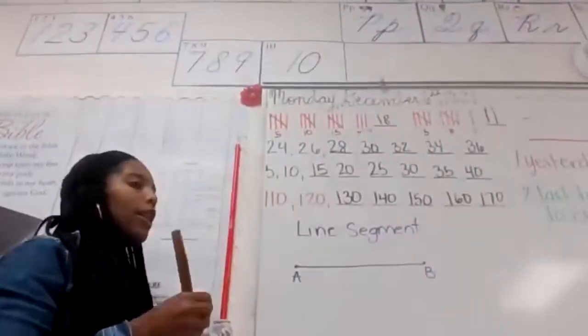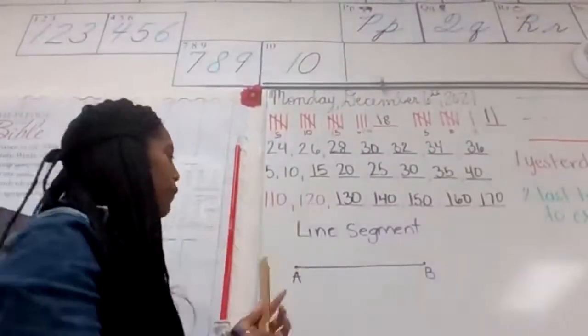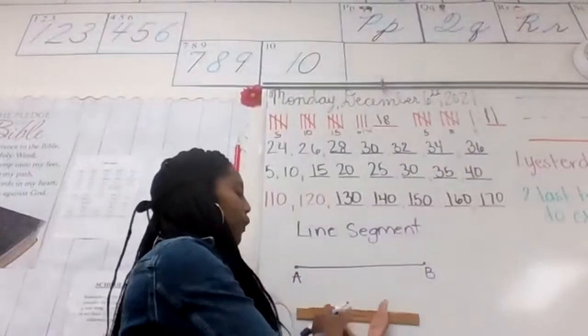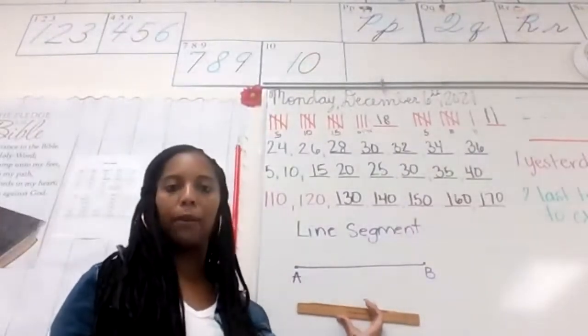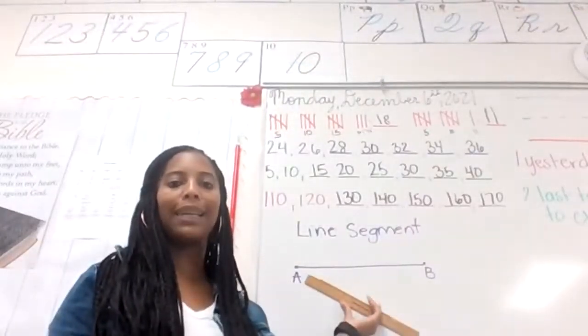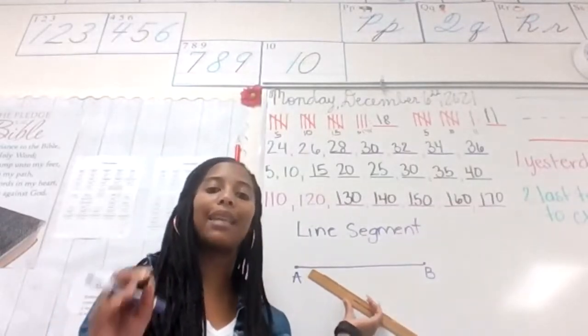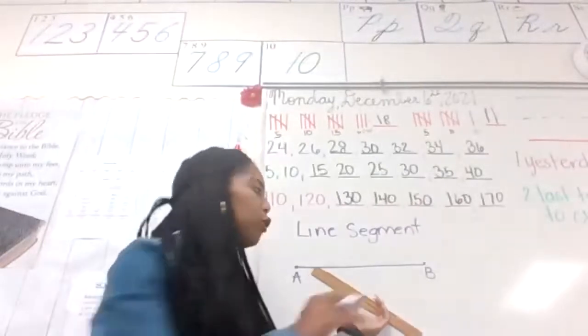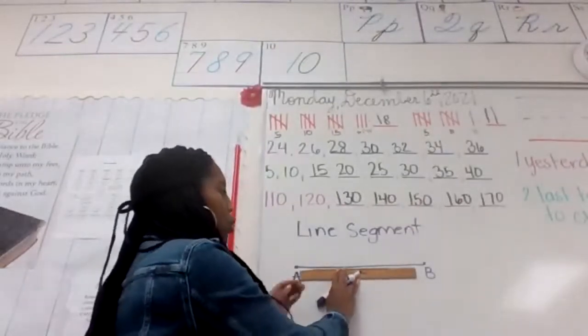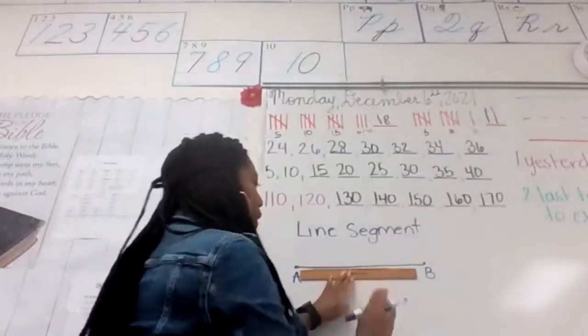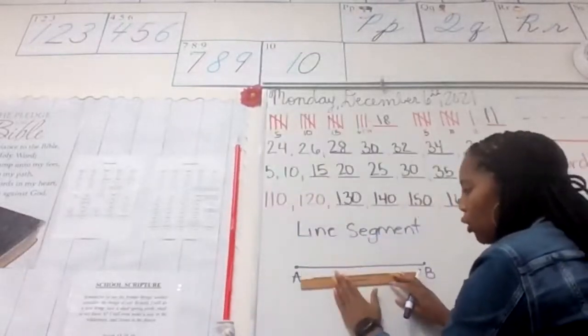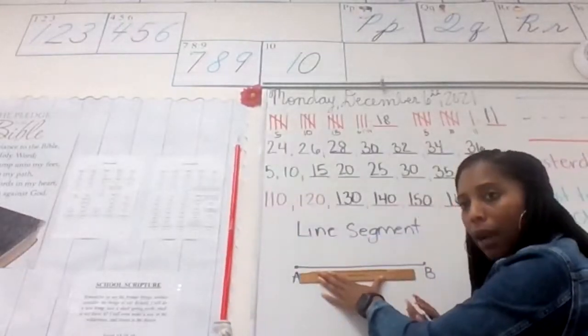Whenever you are drawing a line using your ruler, you have to make sure that your ruler is down flat, and it's straight. You don't want your ruler to be crooked like this. This would not be a straight line. The only time that it's crooked is if the line segments are like that. But if you're drawing a line like how I drew AB, you would simply put your ruler down. It's important that you hold your ruler down with the hand that you're not writing with.